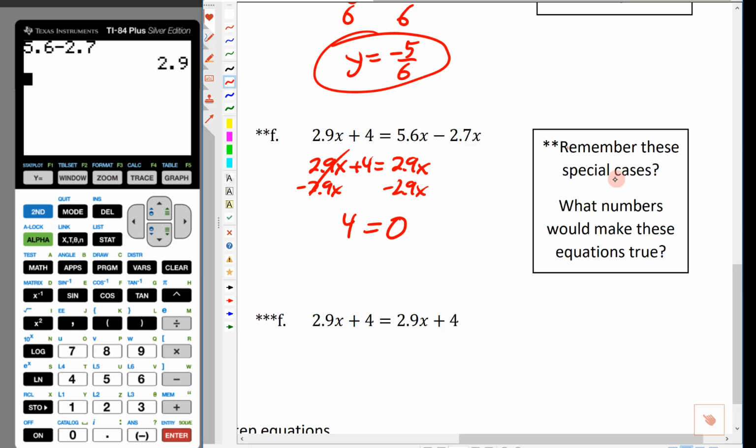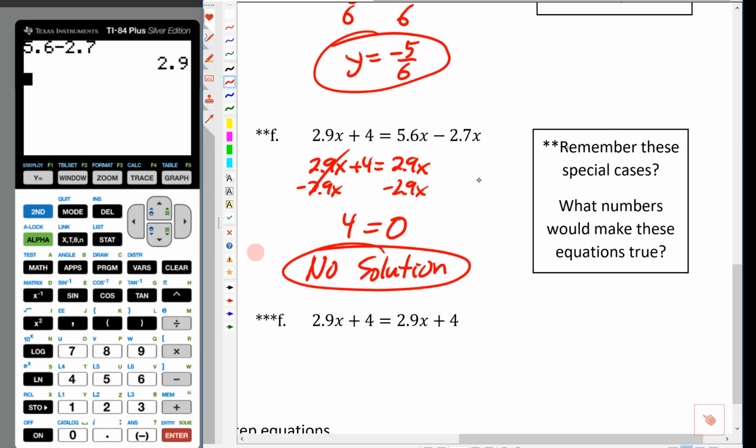So do you remember these special cases? What numbers would make these equations true? So we want a number that we could plug in here that would make sure that 4 is equal to 0. Well, this is never true. There's no way 4 is ever going to equal 0. So you might recall that what we get here is no solution. There is no number that makes this equation true.